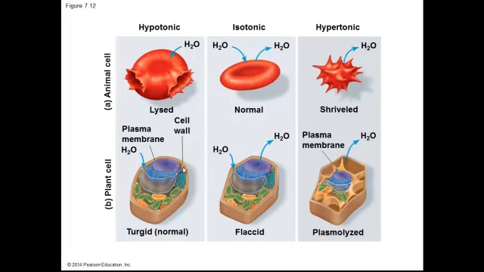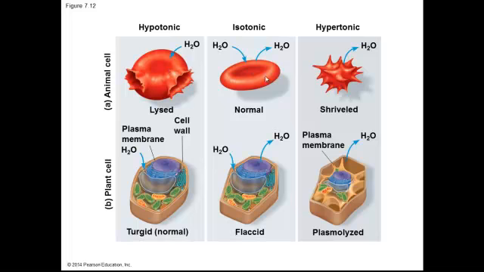Here's some examples of that. In an animal cell in a hypotonic solution, there's going to be more water outside the cell than inside, so consequently the water will flow in. What that can cause to happen is it can make the cell burst because the cell takes in more water than the membrane can handle.